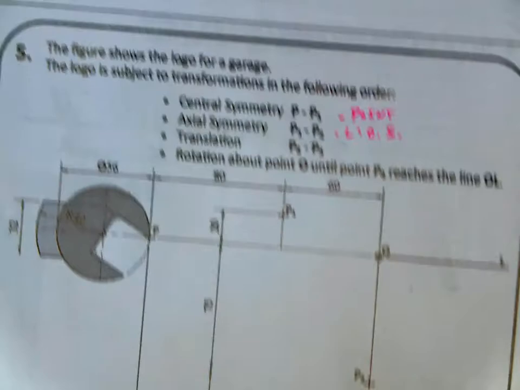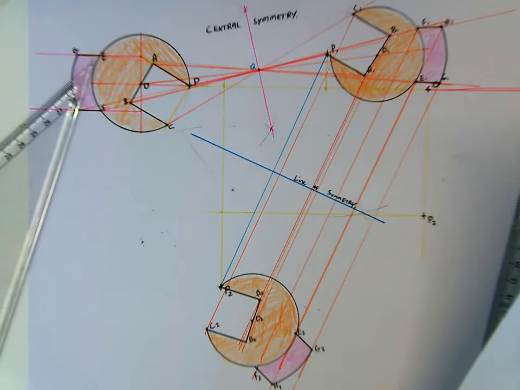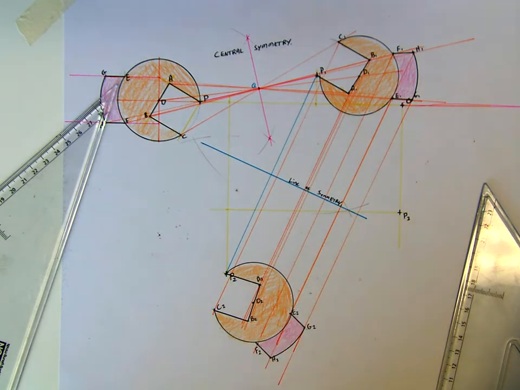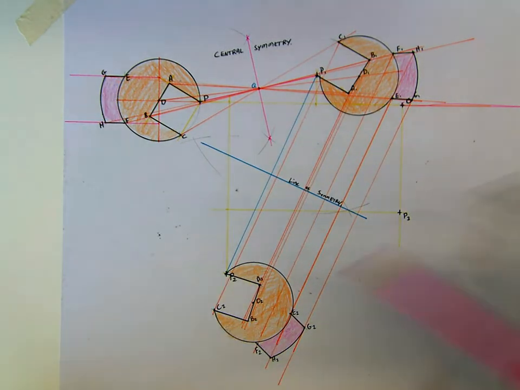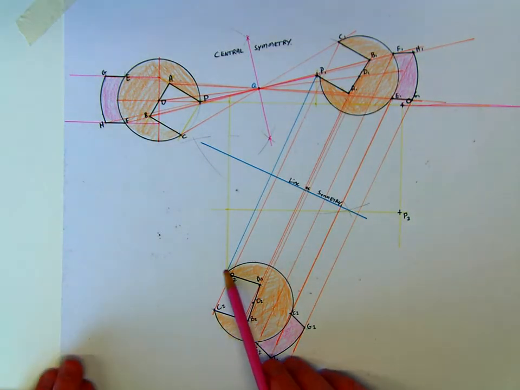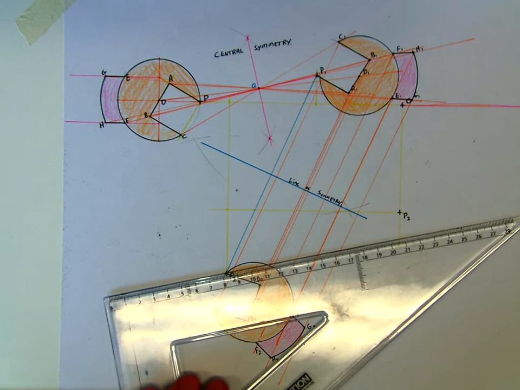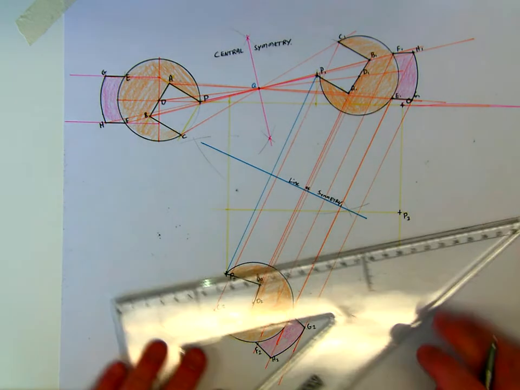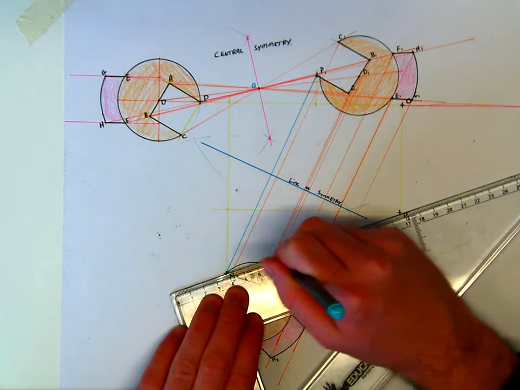So translation is where a transformation doesn't rotate, it doesn't flip over, it doesn't move. It is the exact same image redrawn somewhere else on the page. So to do a translation from P2 to P3, my first line is to draw a line from P2 to P3. So P2 to P3, like so.